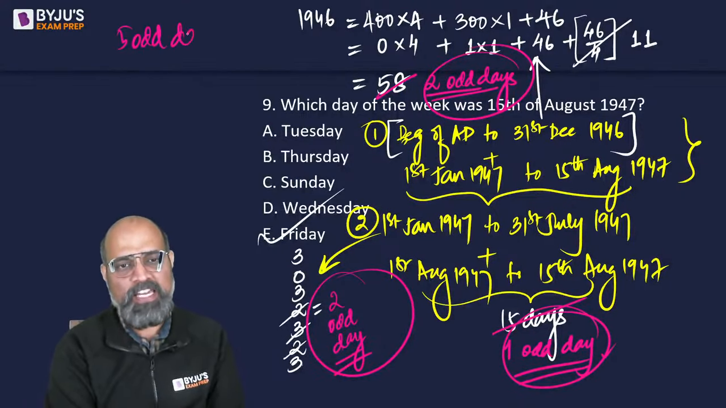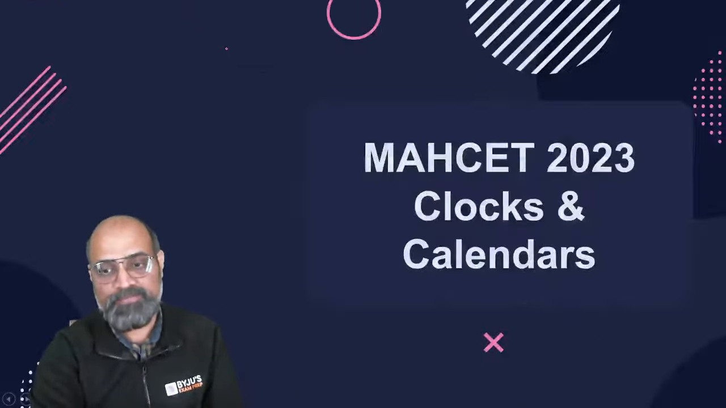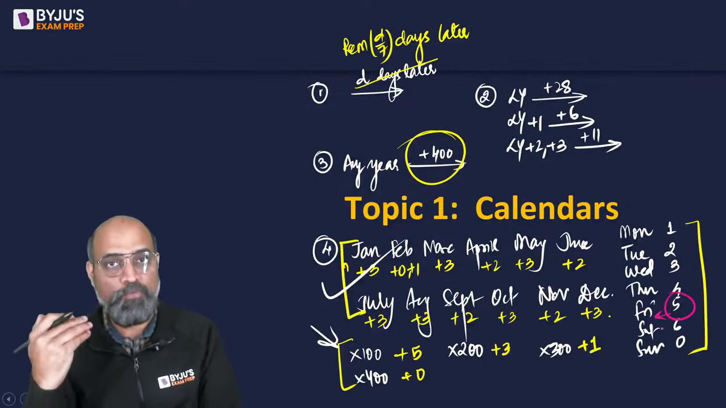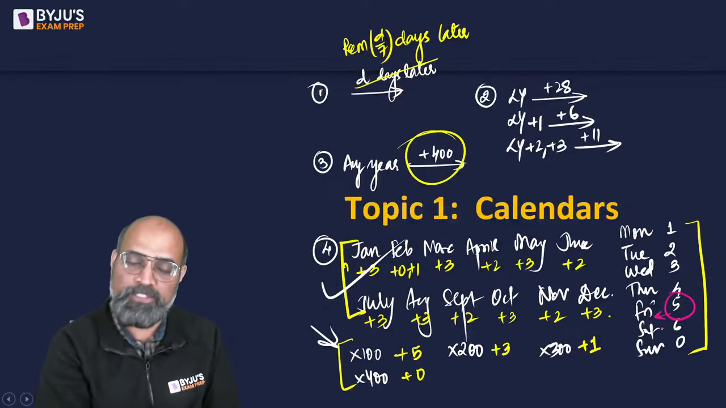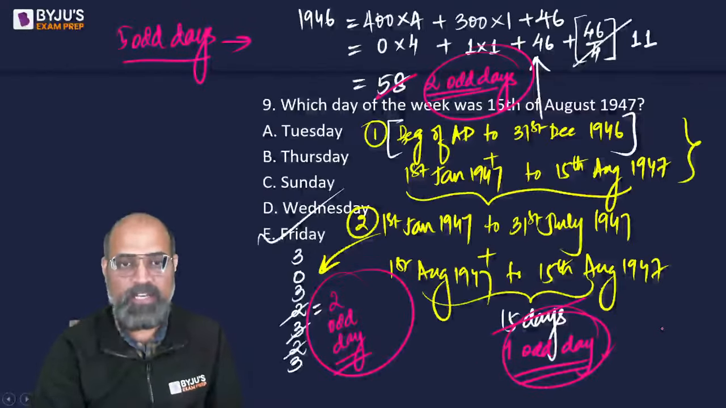Now, what does this 5 represent? You are going to use the third table now and search where 5 lies. As in, what does the number 5 denote in the table? 5 denotes Friday. So that's what you will have.